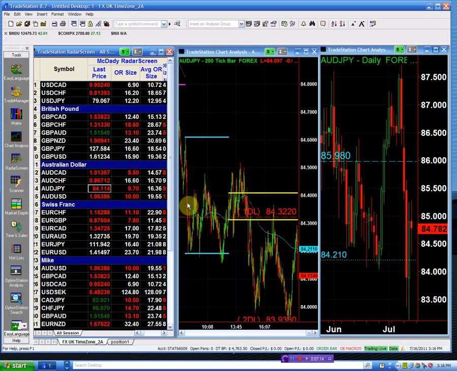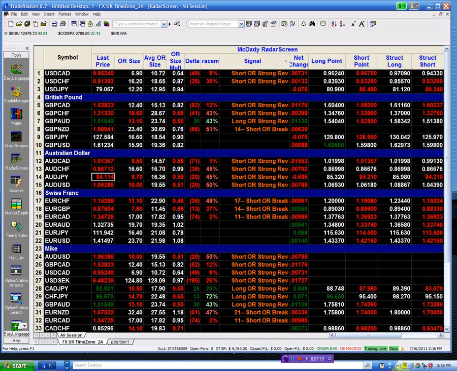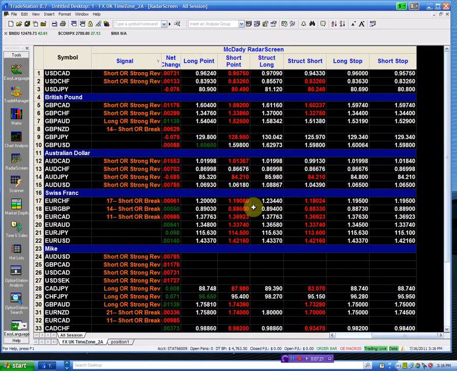Okay, that is the Aussie yen. These are the trades in the Aussie yen. All right.